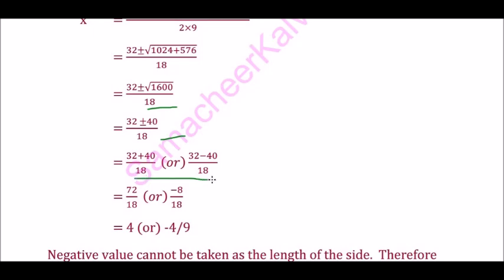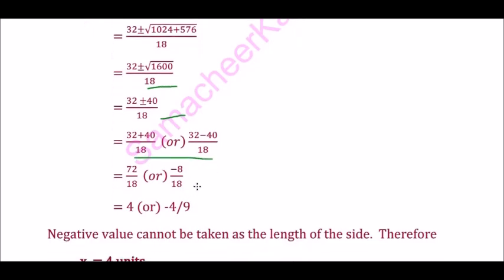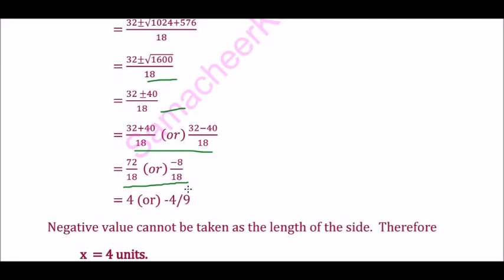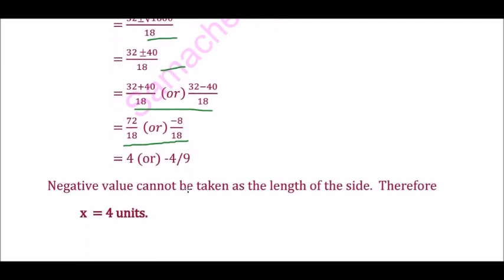That is 32 plus 40 divided by 18 or 32 minus 40 divided by 18. That's equal to 72 by 18 or minus 8 by 18. That's equal to 4 or minus 4 by 9. Here also the negative value cannot be taken as the length of the side. So we can ignore the negative value, and therefore the value of x is 4 units.